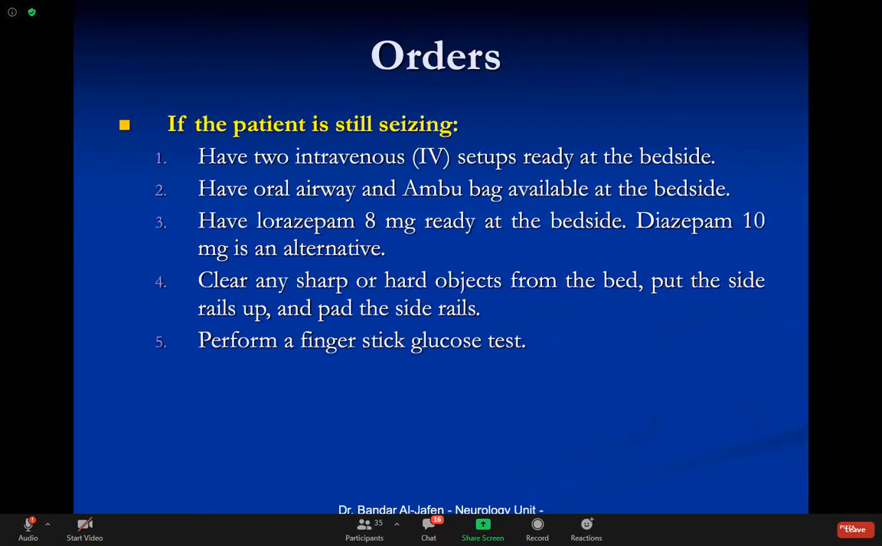Clear any sharp or hard objects from the bed. Put the side rails up. Pad everything as much as you can. And you can check the blood sugar, but it's okay to order dextrose or something to give to the patient in case it's going down.